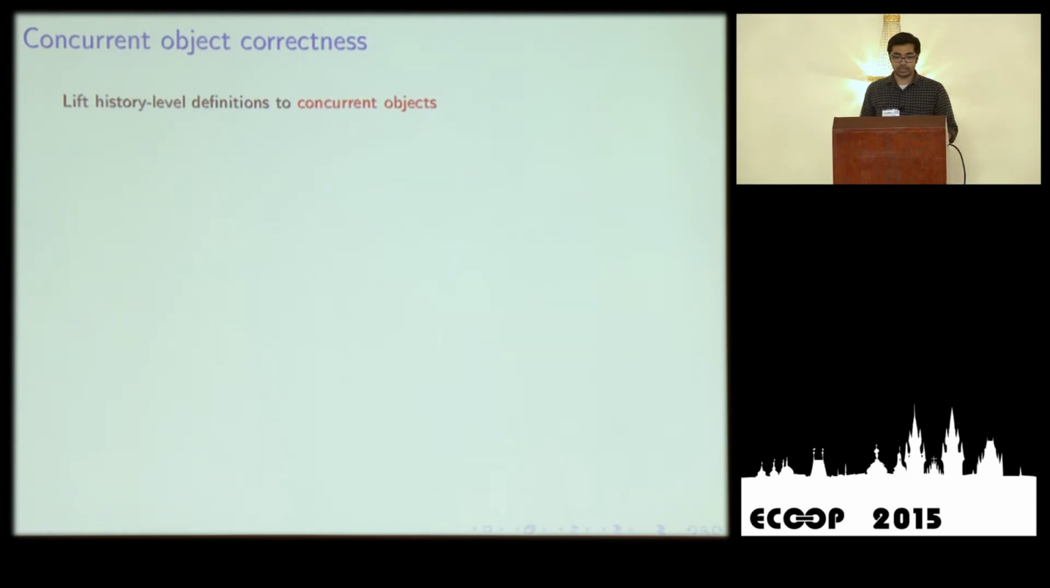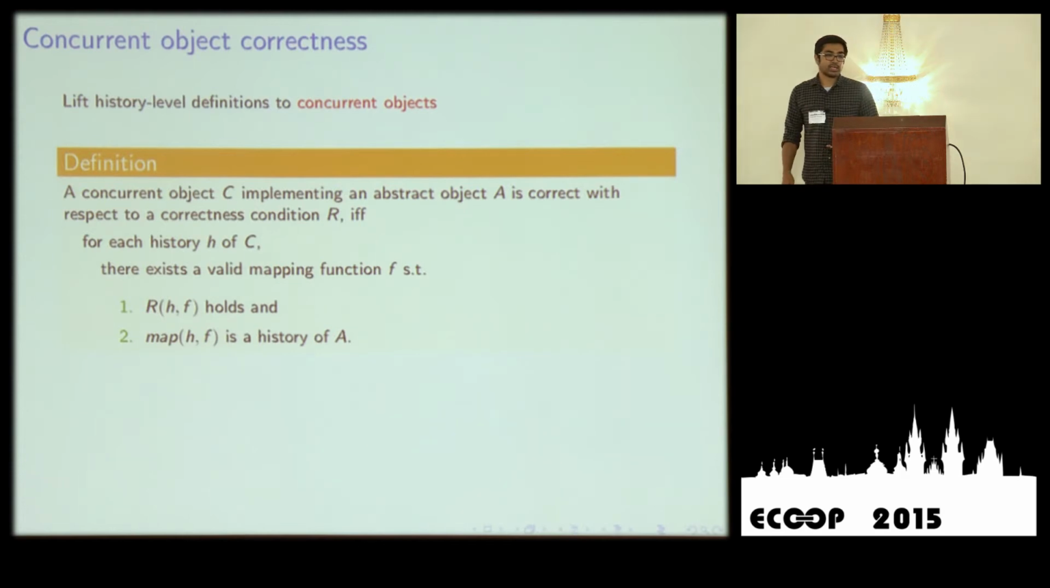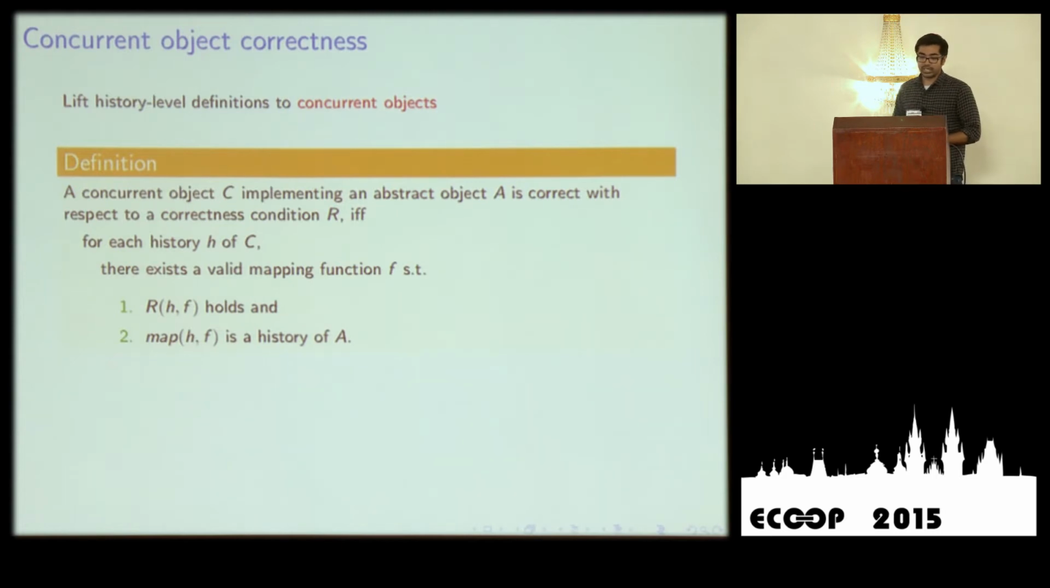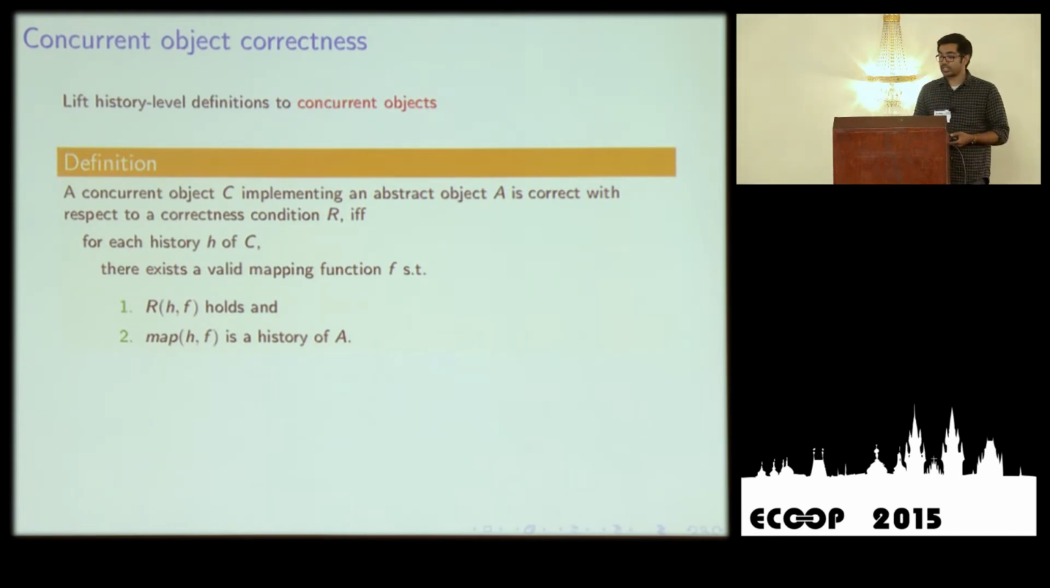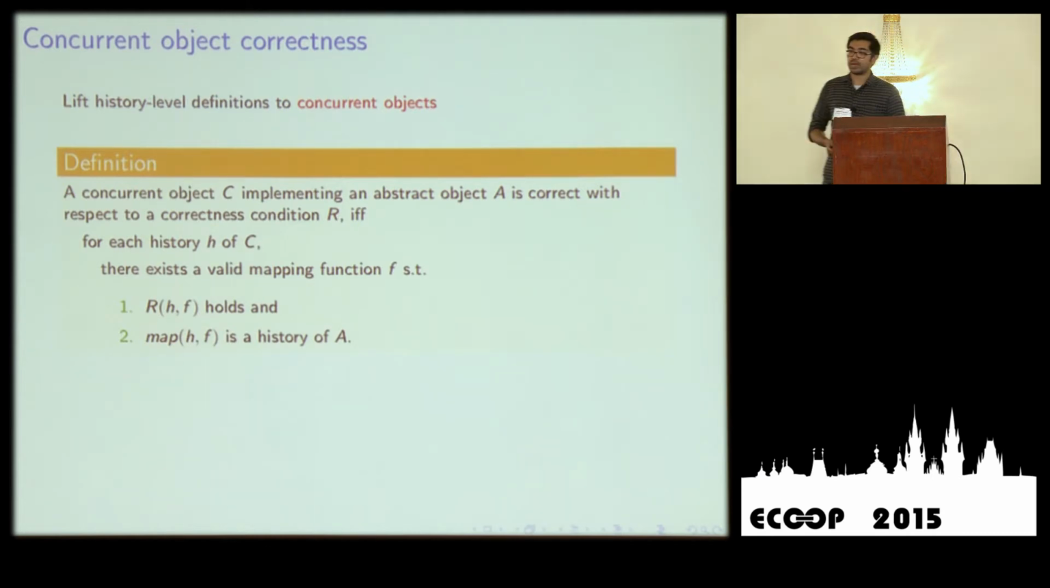Now, of course, the goal was to define things that relate to concurrent objects. So we want to lift these history-level definitions to concurrent objects, and the way you do that is basically as you'd expect. We say a concurrent object C that implements an abstract object A is correct with respect to a correctness condition R if and only if for any history of the object C, there exists some mapping function F such that the correctness condition holds, and also that when you construct the sequential history using this mapping function, you get a history of the abstract object.